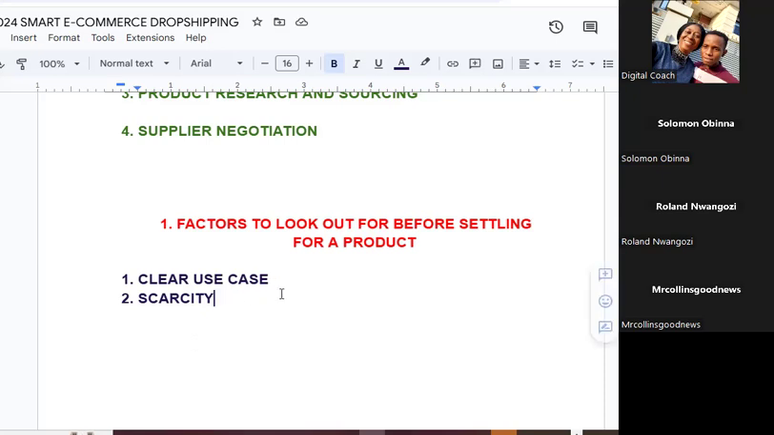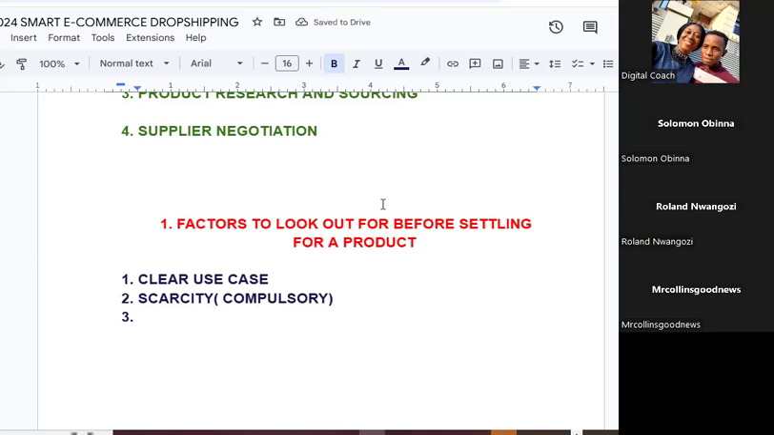Okay, even before that, let me do the third one. The third one is that it should have multiple functions. It is not a must, it's not compulsory. This one is optional. This one, scarcity, is very important, compulsory. Any product you're selling should be scarce. It should not be easily found in the store or offline. So this one is very important, compulsory. This point you're seeing here is compulsory.